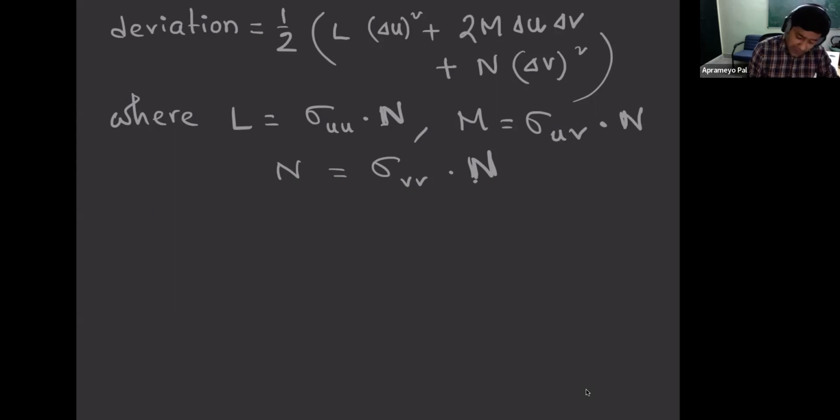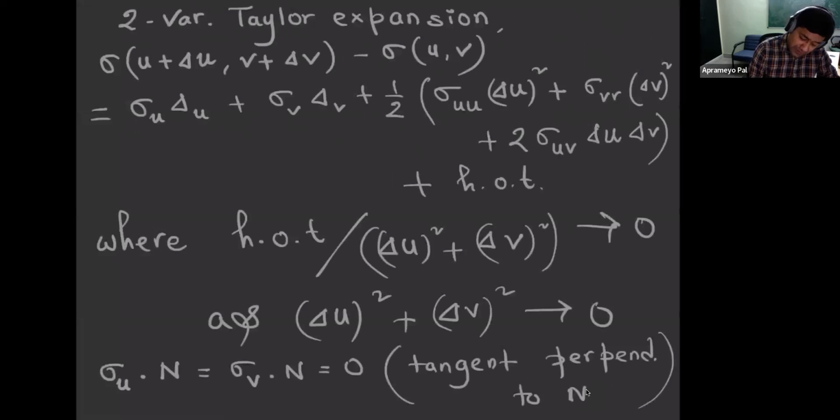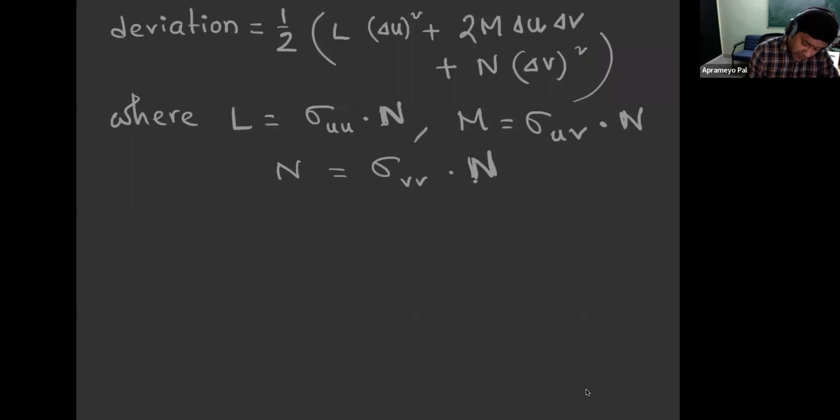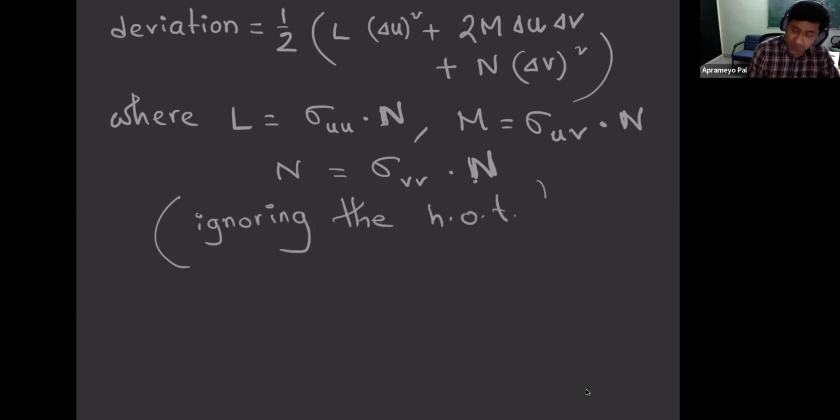So I have not done anything. I just rewrote this term, which is evident from the Taylor series. And I ignored the higher order, which I could do because if delta u square plus delta v square goes to 0, then the higher order term also goes to 0. Okay, this is nice because then this gives me the first definition.